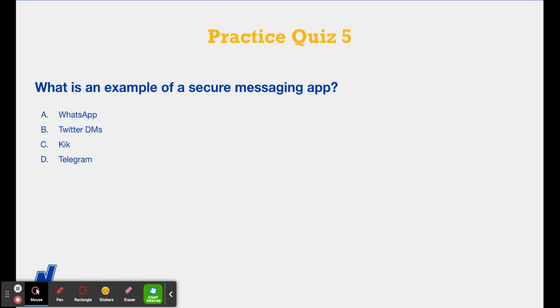Okay, perfect. So we have our last practice quiz question: what is an example of a secure app? Earlier, what did I talk about that uses end-to-end encryption? Is it Telegram? Nope, it's not Telegram. Is it KIK, or Kink, as people call it? That is not. That's actually one of the most insecure ones. Twitter DMs? This is not what we talked about. It is actually WhatsApp. Get a little check mark here. Boom. And then let's go on to the next slide.